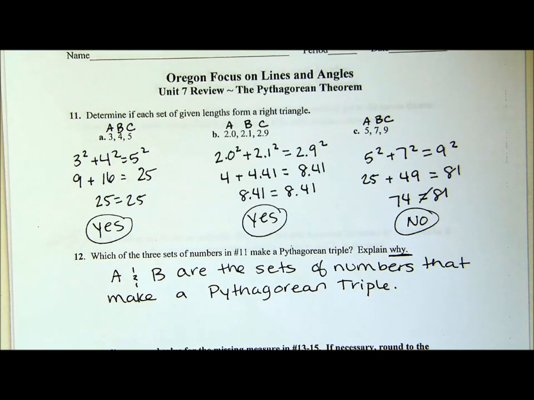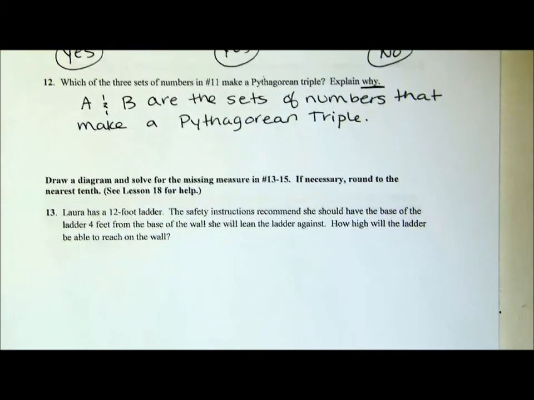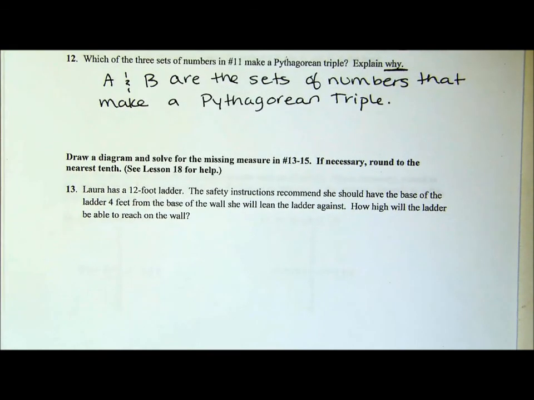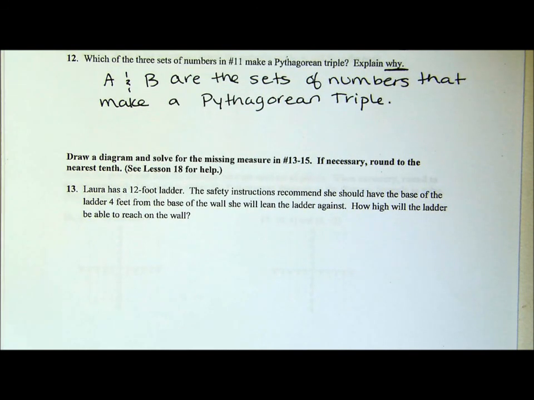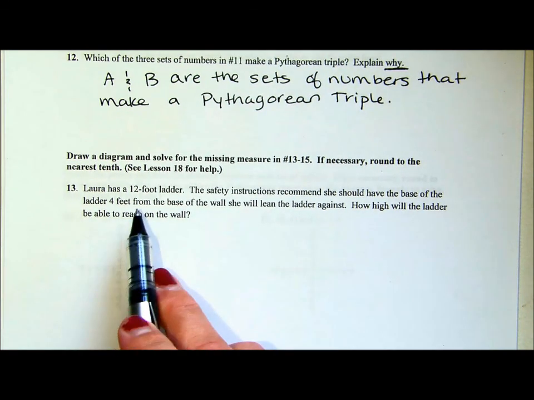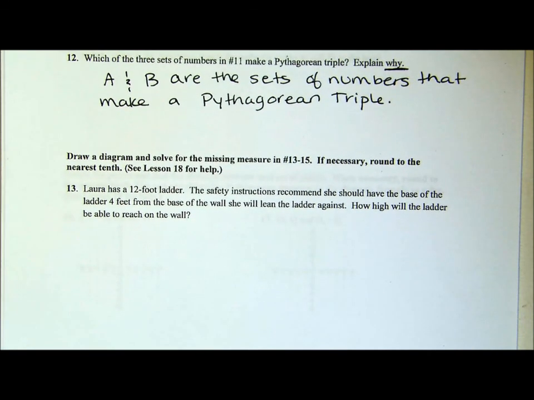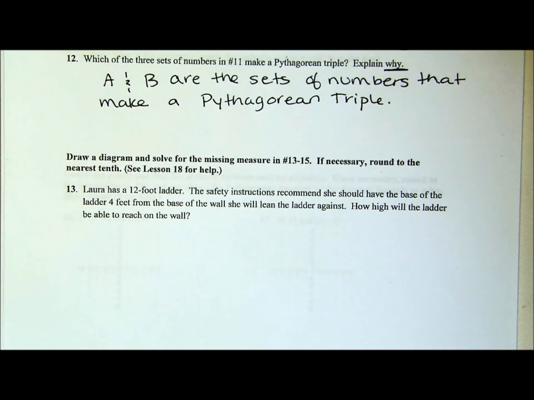All right, moving on. Number 13. For number 13, 14, and 15, they are all using the same directions, and you can seek out help in lesson 18. That's why I cued that in there. Here we go. Laura has a 12-foot ladder. The safety instructions recommend that she should have the base of the ladder 4 feet from the base of the wall, meaning the ladder needs to be at an angle 4 feet away from the wall. Our question is, how high will the ladder be able to reach the wall?